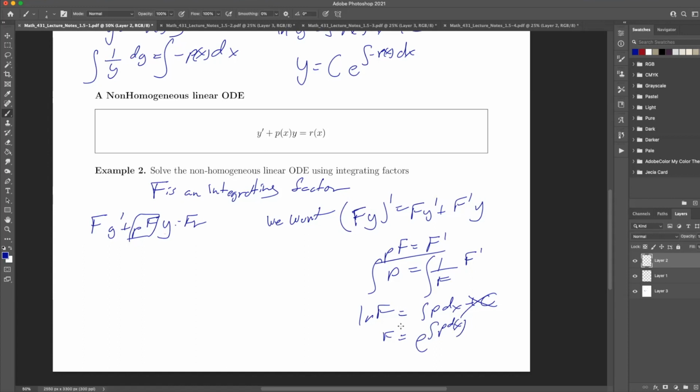Here I've declared what my integrating factor is. It's this. So if I multiply that, I have e to the integral of p dx times y prime plus p times e to the integral of p dx times y equal to e to the integral of p dx times r, leaving off the x's here. I can now solve this because this collapses into this, as desired.